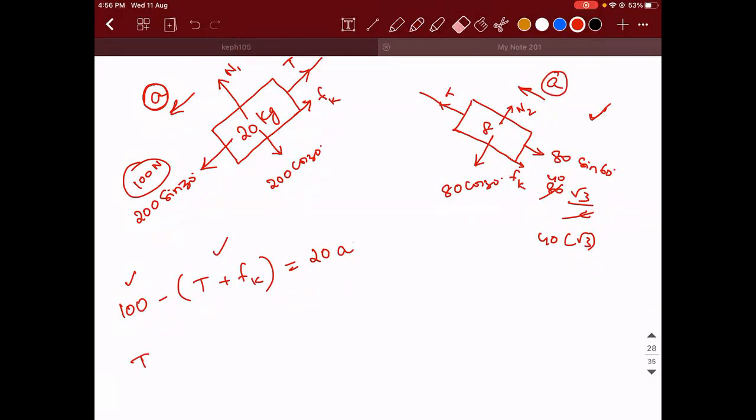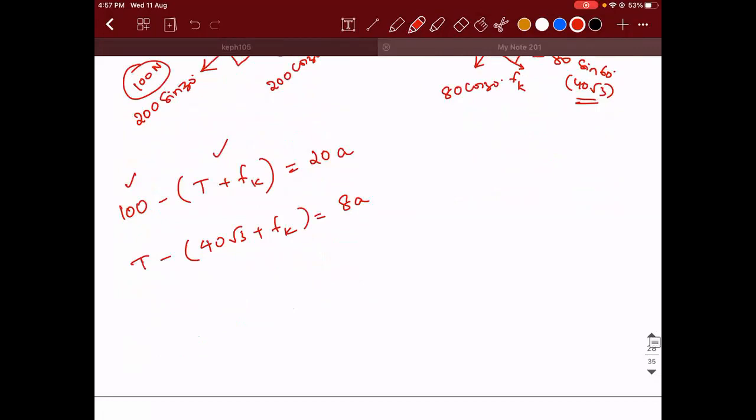Okay, I'll slightly reduce this confusion. This 80 sin 60 is 40 root 3. So T minus 40 root 3 plus Fk. Plus Fk, very good. Should be equal to? So 80. That's it. Okay, that's it. So you add both, what will you get?